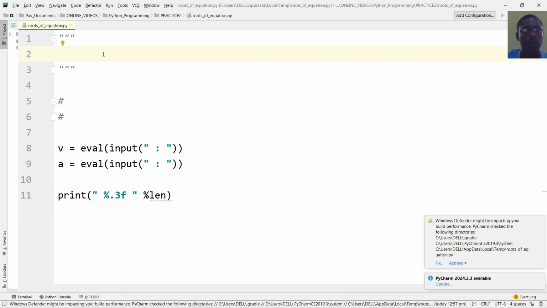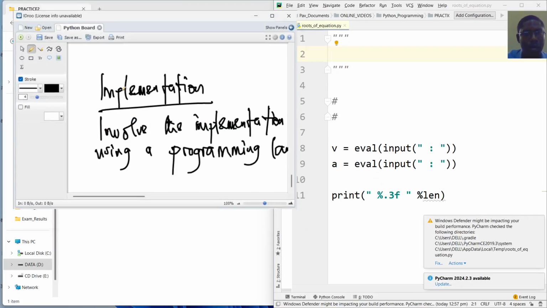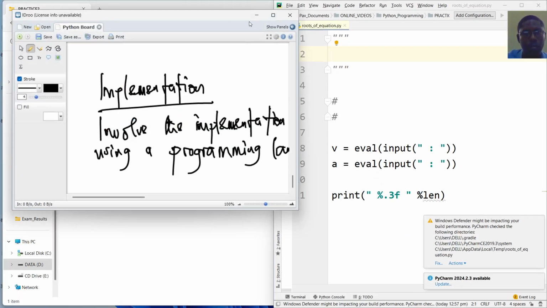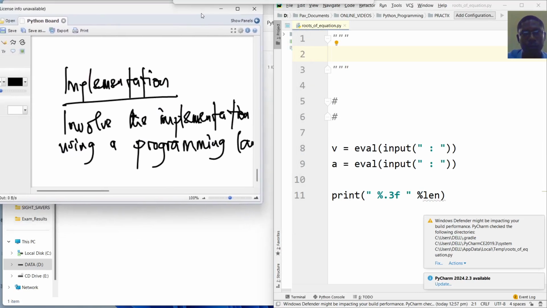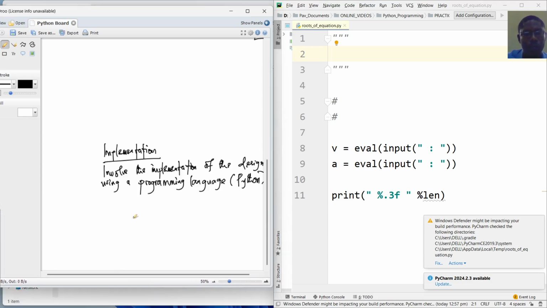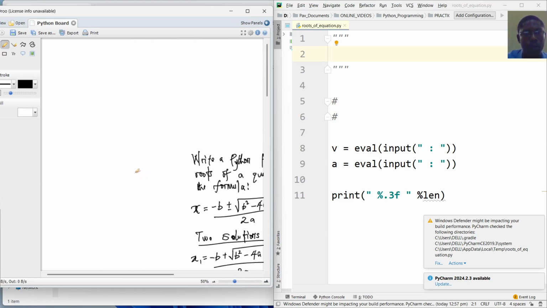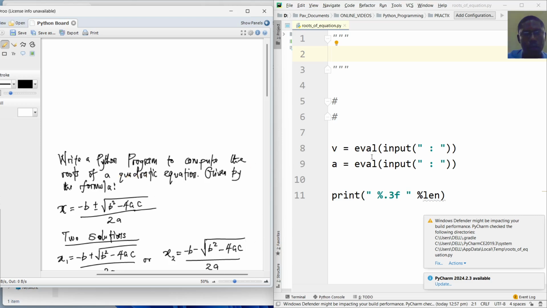Now, so what are we writing about? Very quickly, just come up. So okay, I wouldn't be making use of the board at this point. I have to.